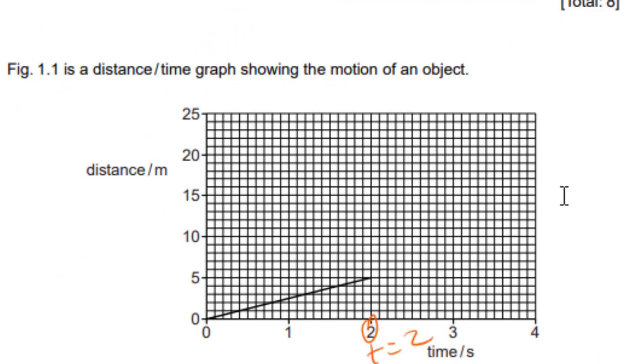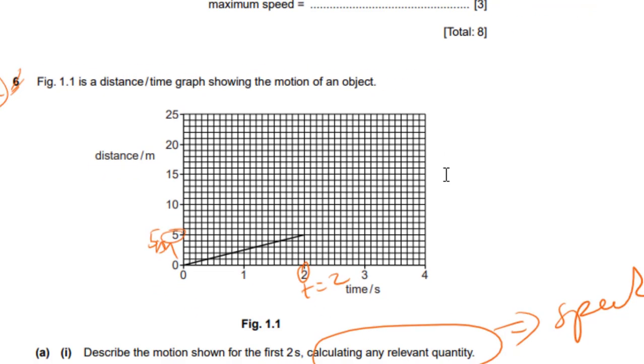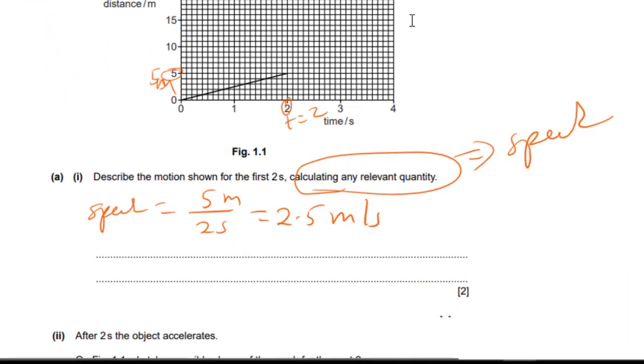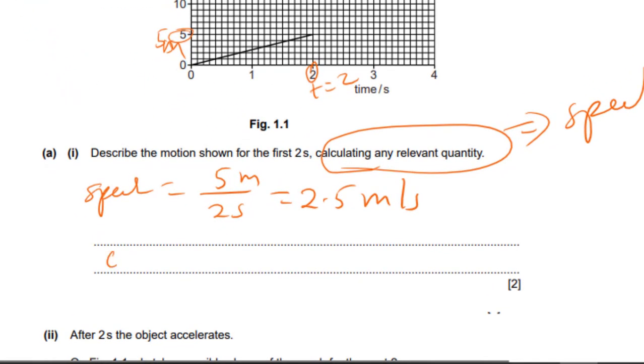So at this point here, time is 2 seconds, and at this point here, distance covered is 5 meters. So that means the speed will be 5 meters divided by 2 seconds, which gives us 2.5 meters per second. So to describe the motion, we can say that this object was moving at a constant speed of 2.5 meters per second, and that will award you those 2 marks.